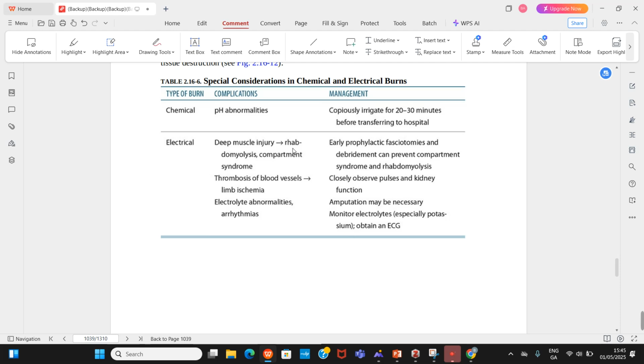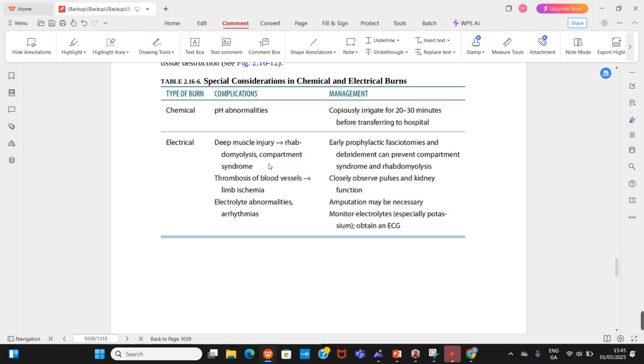So they suffer muscle damage. There's going to be electrolyte problems, so monitor potassium, obtain an ECG. They can have compartment syndrome, which can affect the pulses. They can have thrombosis of blood vessels, which can affect the pulses.